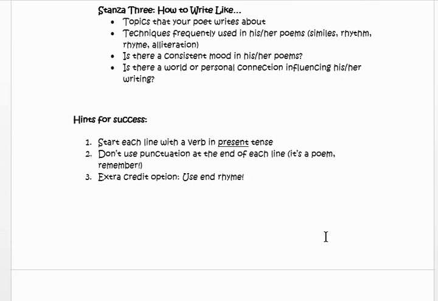And some hints for success. You're going to start each line with a verb in the present tense. How would I be like your poet? You're not going to use punctuation at the end of each line because it's a poem. Remember, you don't need to have sentence structure, so have fun. And if you want to, you can use end rhyme. Over the years, I've gotten a few great, well-written poems that use end rhyme and have a pattern of rhythm or rhyme scheme, so you can play around with your words as well. What am I talking about?